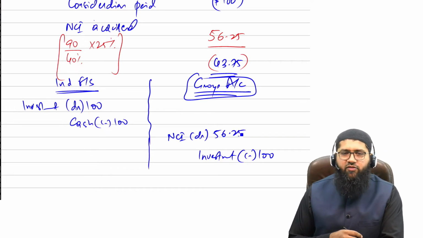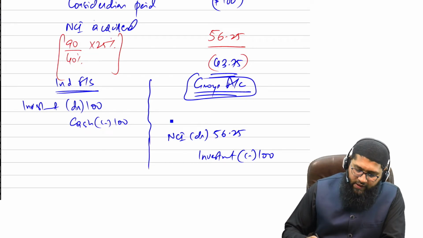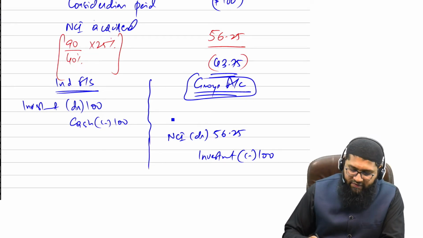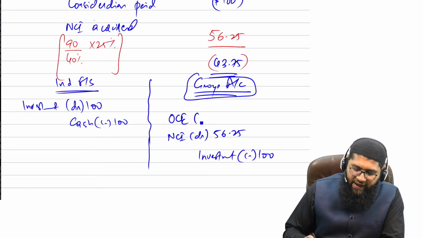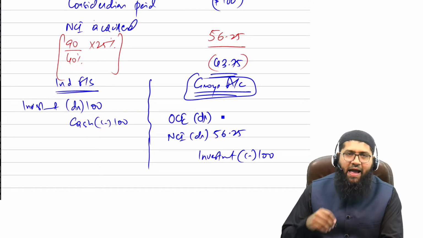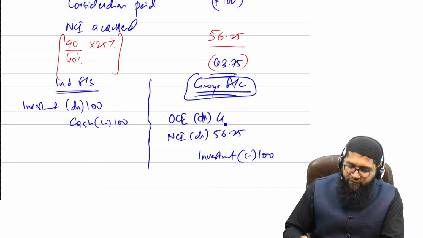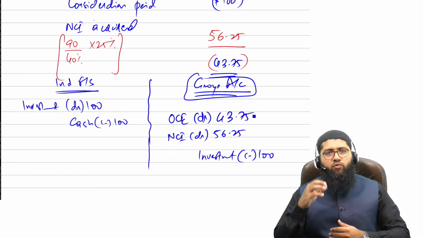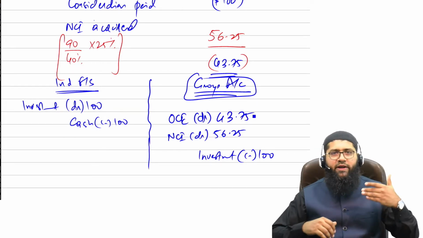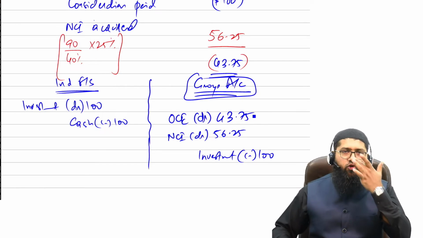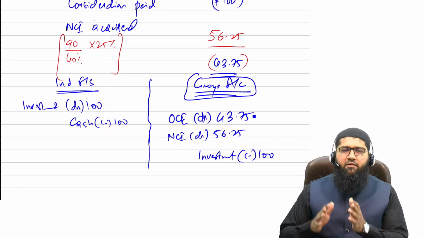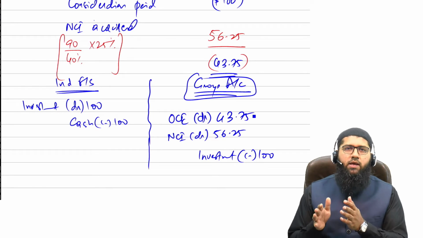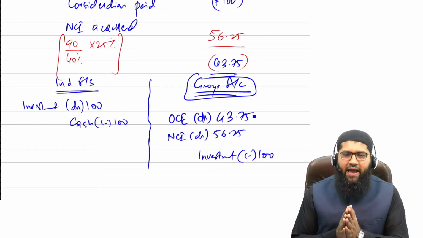I repeat, the NCI is going to reduce by 56.25. And then secondly, you would say the other components of equity, which is shown within the equity elements, is 43.75 debit. Because whatever loss it is, we are not going to show it in the P&L, and we're not going to show it in other comprehensive income, but we are going to show it within the equity.